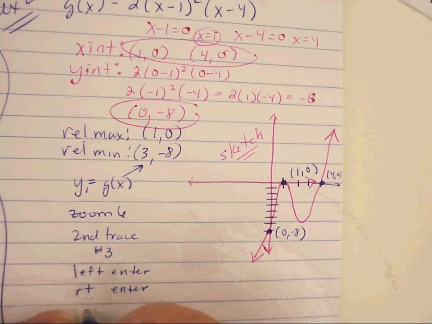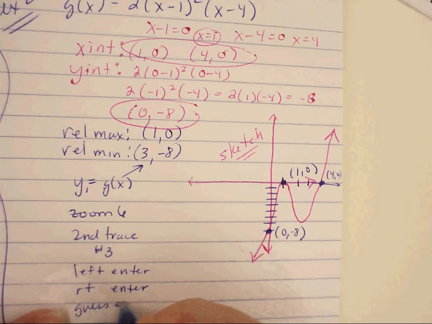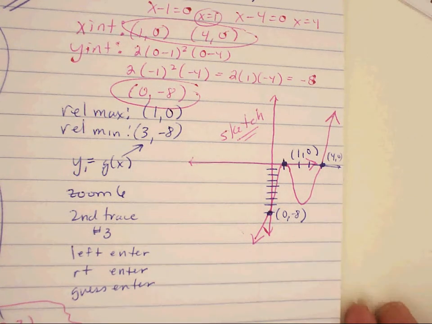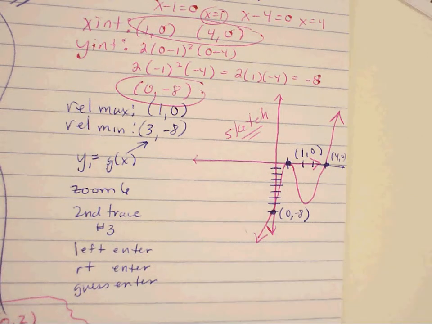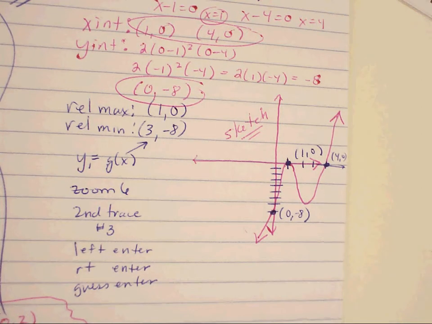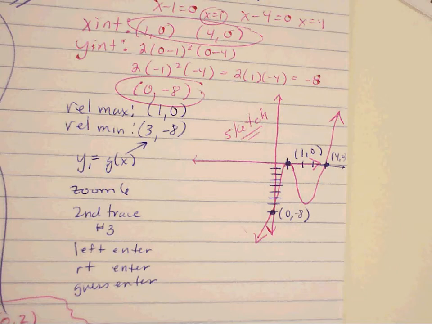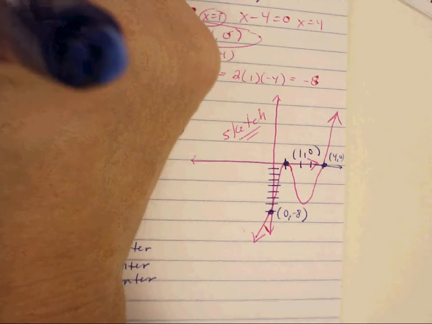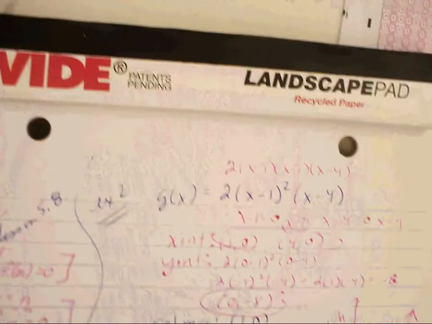So we went to y equals, and we put in our function, g of x. We then went to Zoom 6, for people who are absent, I'm writing this down, Zoom 6. Then we went to second trace, and we chose minimum, number 3. You have to then be left and press enter. You have to then be right of the minimum, press enter, and then guess enter.